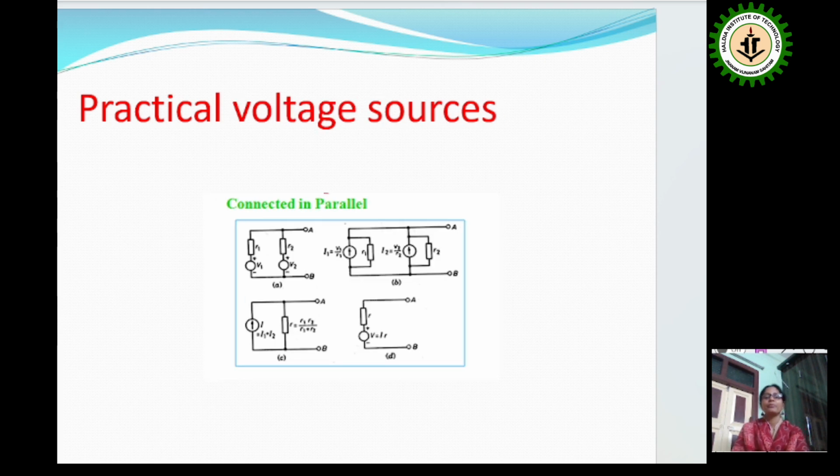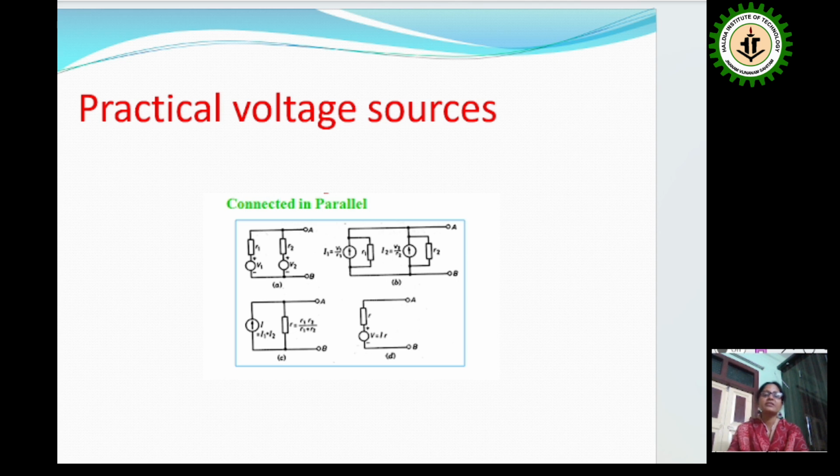Suppose two practical voltage sources are connected in parallel. How can we convert these two voltage sources into a single voltage source? First, convert these two practical voltage sources into their equivalent current sources. After that, as these two currents are connected in parallel, the equivalent current will be equal to the summation of these two currents. And as these two resistances are connected in parallel, the equivalent resistance will be equal to R1 R2 upon R1 plus R2.